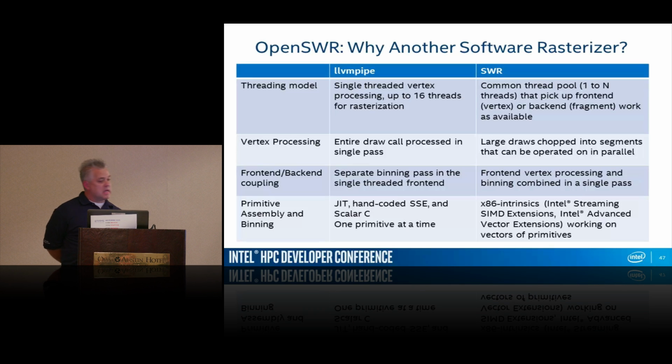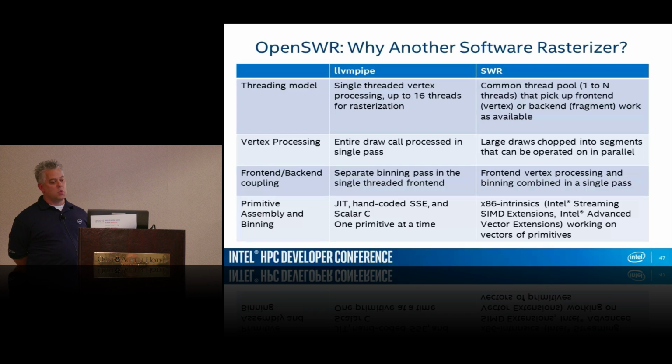Primitive assembly and binning. The LLVM pipe uses a combination of JITted code as well as some hand-coded SSE, but then also scalar C, really to process all primitive assembly and binning. And that's all done one primitive at a time. Whereas in OpenSWR, we've exploited x86 intrinsics heavily to work on vectors of primitives at a time. So we do a lot of shuffling around of the vertex data to arrange it in a form where we can work on vectors of primitives at a time. So we get a lot of parallelization out of that.